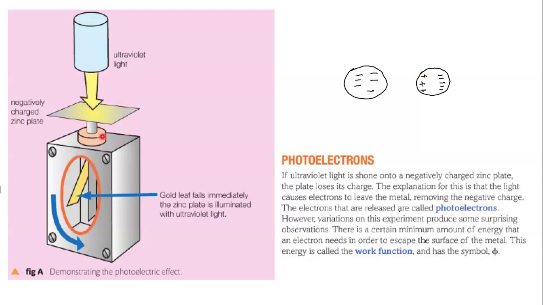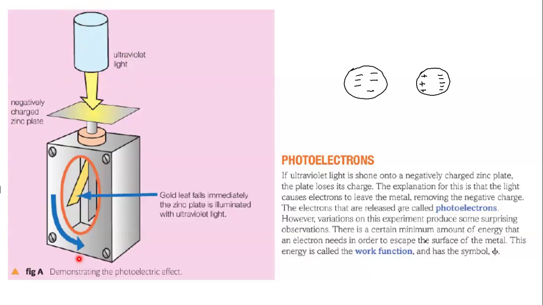Now, what the scientists discovered was that if they did the experiment with ultraviolet light, but technically speaking, theoretically, it can be done with the entire electromagnetic spectrum, but the experiment was done with ultraviolet light. So they shone ultraviolet light on the zinc plate, the one with the negative charge. What the scientists observed was that the gold leaf would fall down to the bottom of the box.